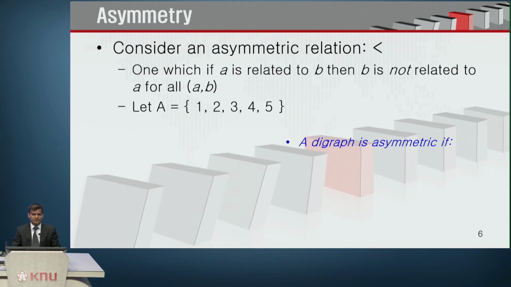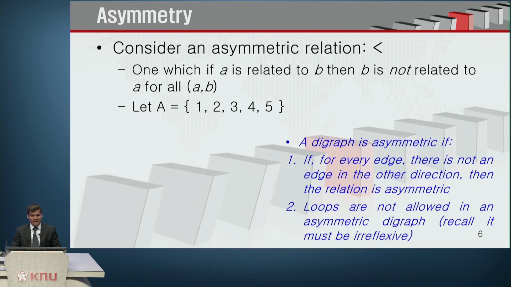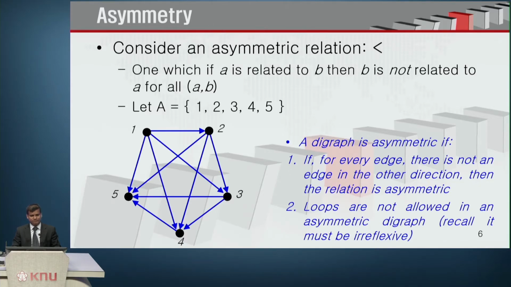A digraph is asymmetric if for every edge there is not an edge in the other direction. If there is an edge from 1 to 3, there is not an edge from 3 to 1, then the relation is asymmetric. And loops are not allowed in an asymmetric digraph. We can see here, simple, and this looks like a reflexive property, if you can recall.